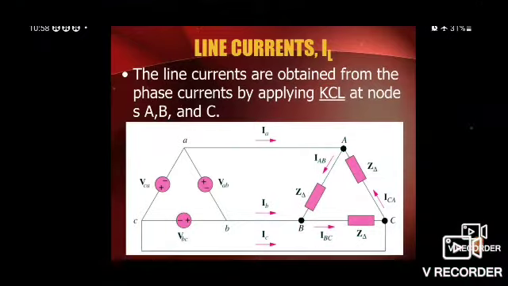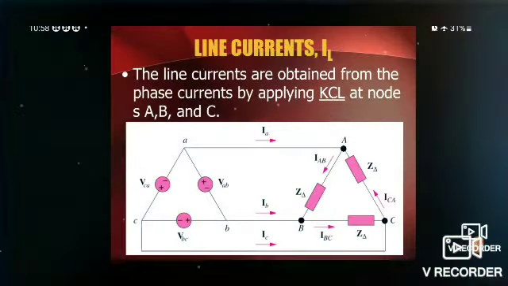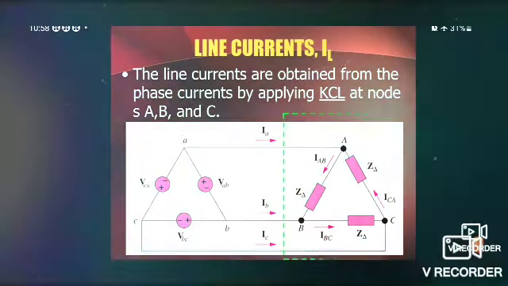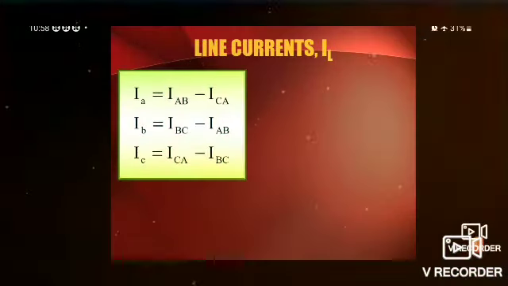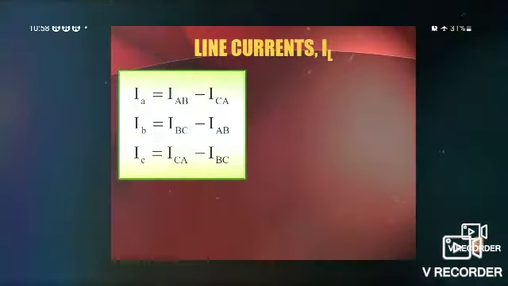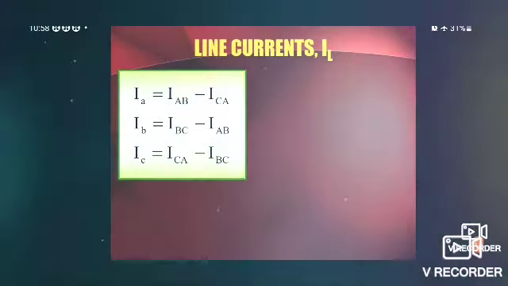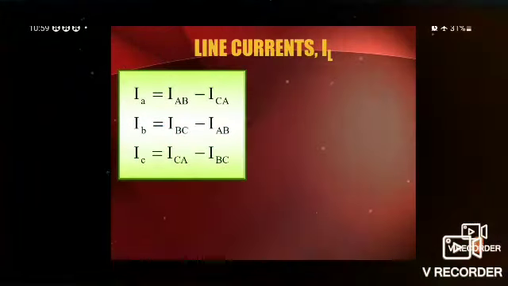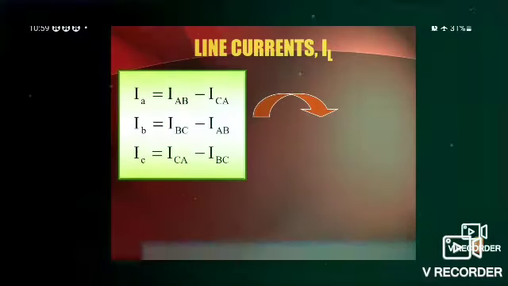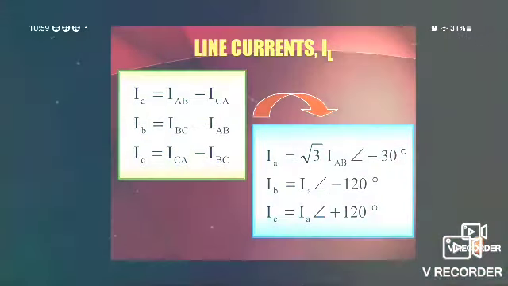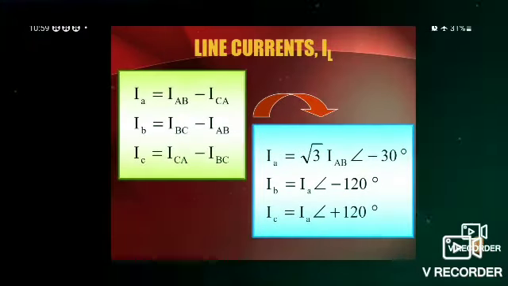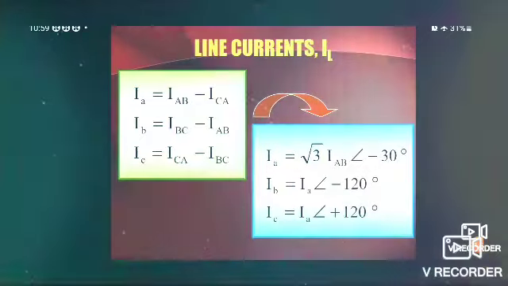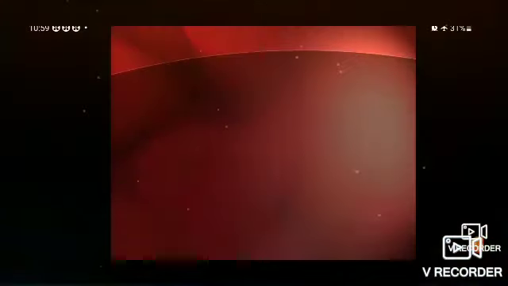So the line currents are obtained from the phase currents by applying KCL at nodes A, B and C. Therefore, IA equals IAB minus ICA, IB equals IBC minus IAB, IC equals ICA minus IBC, by Kirchhoff's current law. Therefore, IA is root 3 IAB with angle minus 30 degrees, IB is IA with angle minus 120 degrees, IC is IA with angle plus 120 degrees.